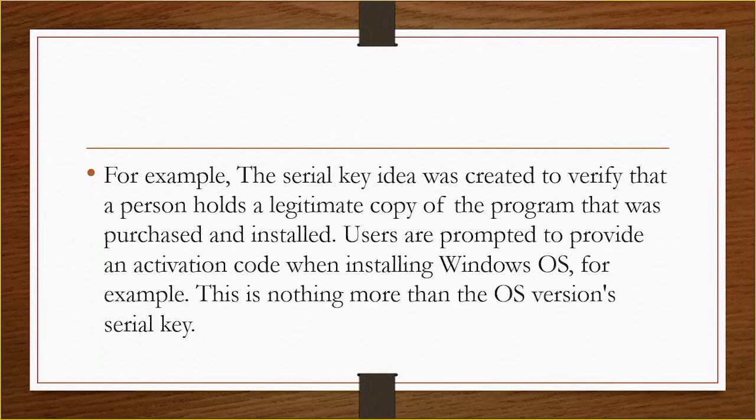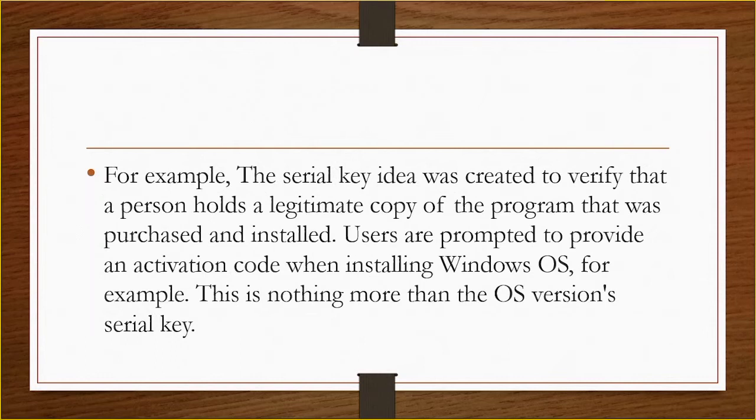For example, the serial key was created to verify that a person holds a legitimate copy of the program that was purchased and installed. Users are prompted to provide an activation code when installing Windows OS. For example, this is a modern OS version serial key. Another example is while installing Windows OS, users are prompted to enter an activation code. This is nothing but the serial key of the OS version installed.